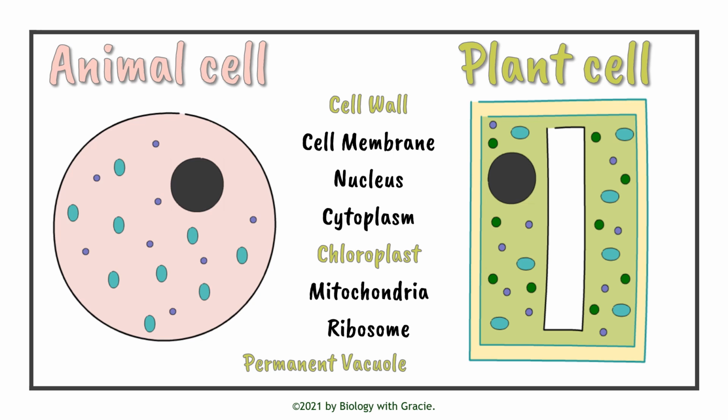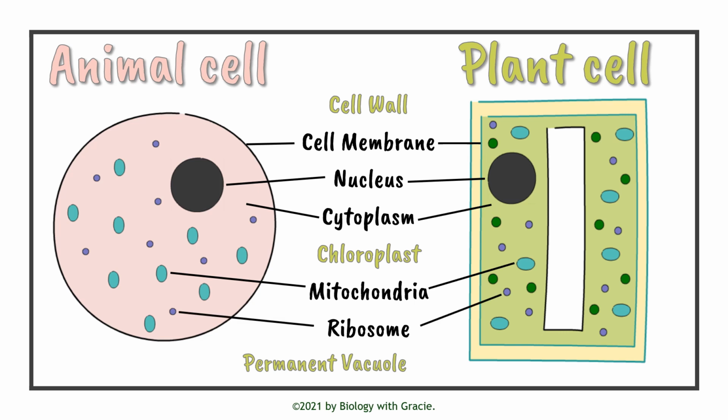I'm going to go over what each of these components are in just a second. I'm just going to quickly show you where they lie within each cell. So we've got our cell membrane, which surrounds the animal cell and is the second innermost wall of the plant cell. We've then got the nucleus, which is this big dark region in both cells. The cytoplasm, which is this liquid substance that holds all the cell's components. We've then got mitochondria, which are represented by these green ovals here. And then we've got ribosomes, which are these small purple circles.